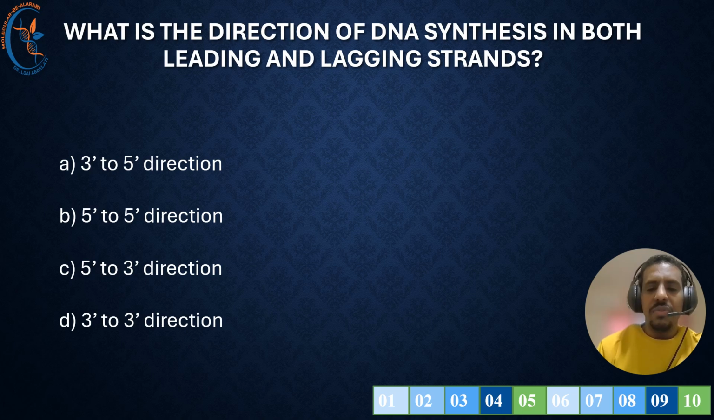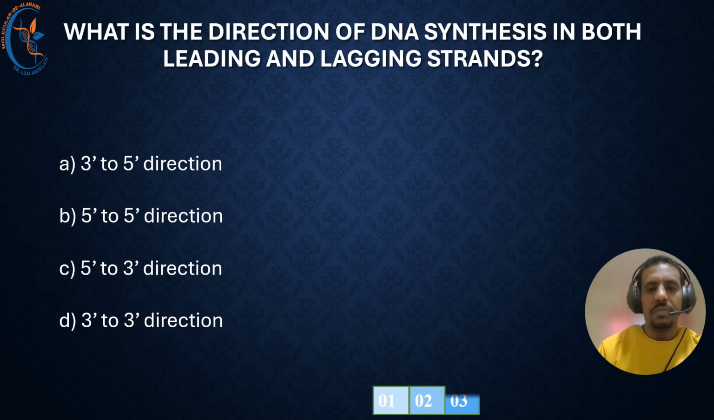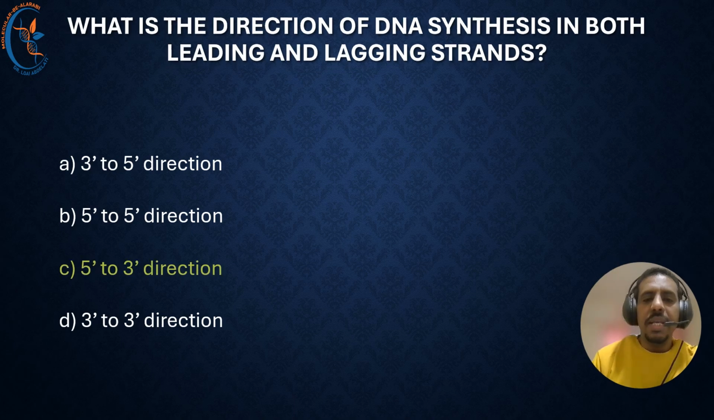What is the direction of DNA synthesis in both leading and lagging strands? Give you 10 seconds. The DNA polymerase can only synthesize DNA in the 5' to 3' direction by adding nucleotides to the 3' end of the growing strand. So the correct answer is 5' to 3' direction. Okay, let's move on.